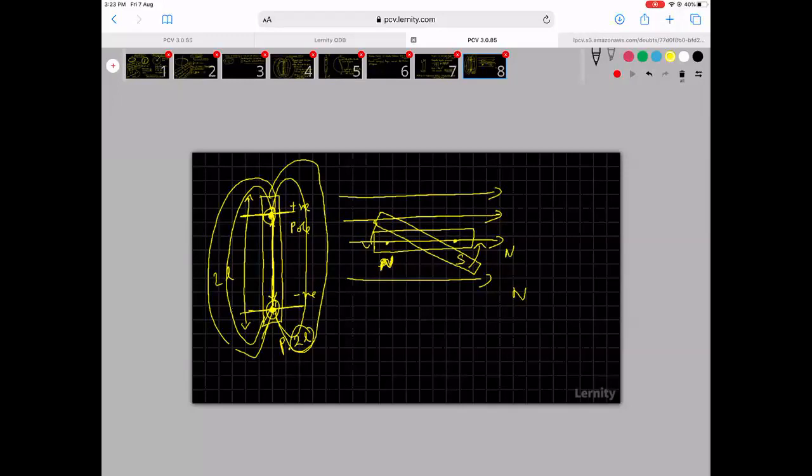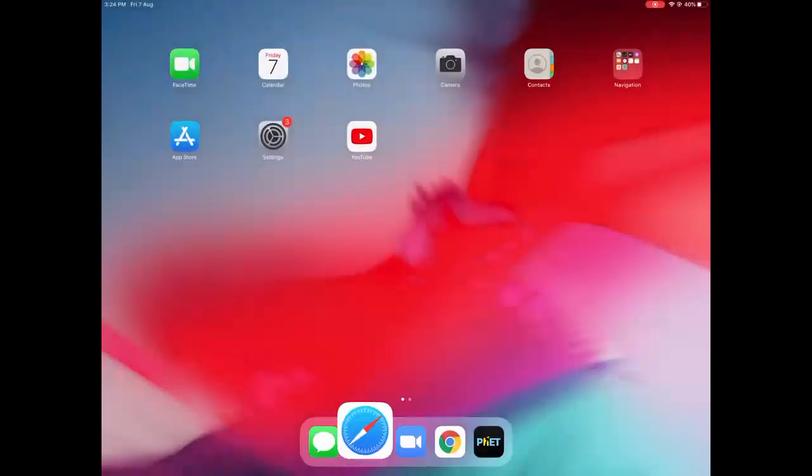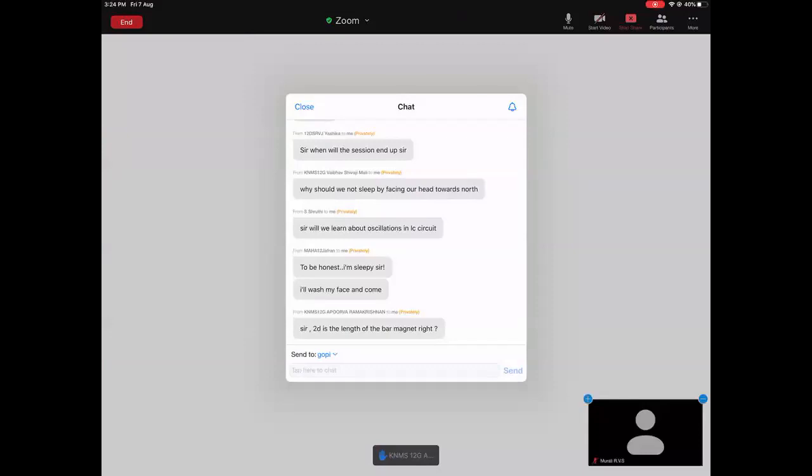Okay, so if you understand that, then we will move ahead. Let me see what kind of questions are there. Sir, 2L is the length of the bar magnet, right? But I am saying that it will actually be a little less than that.